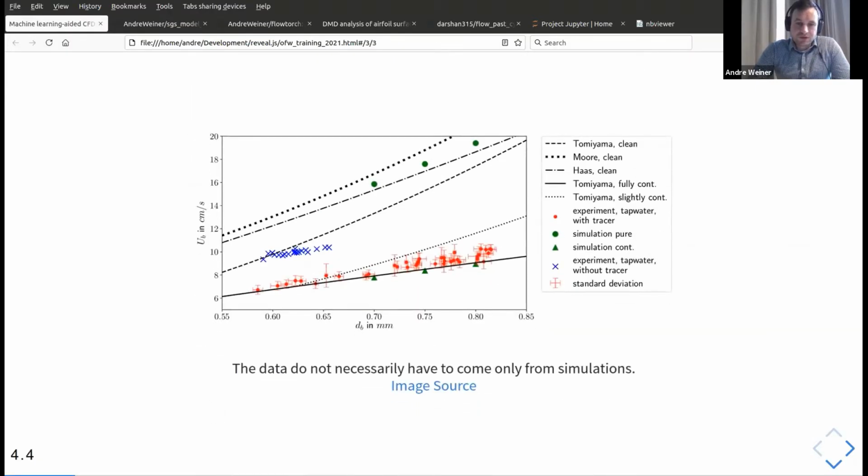And of course, the data doesn't always have to be from simulations. You could also use experimental data, or you could combine numerical data and experimental data.